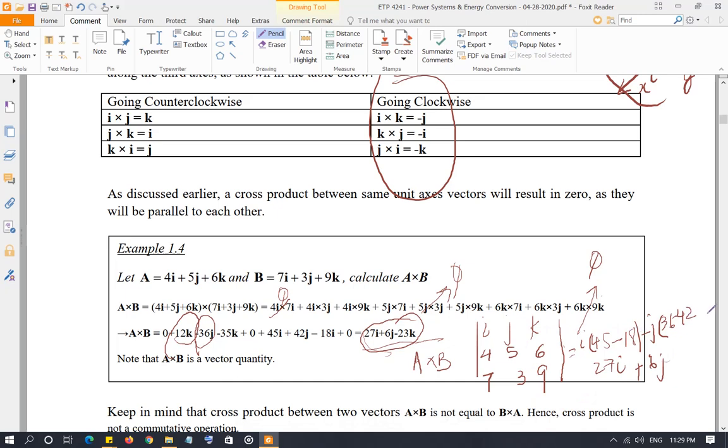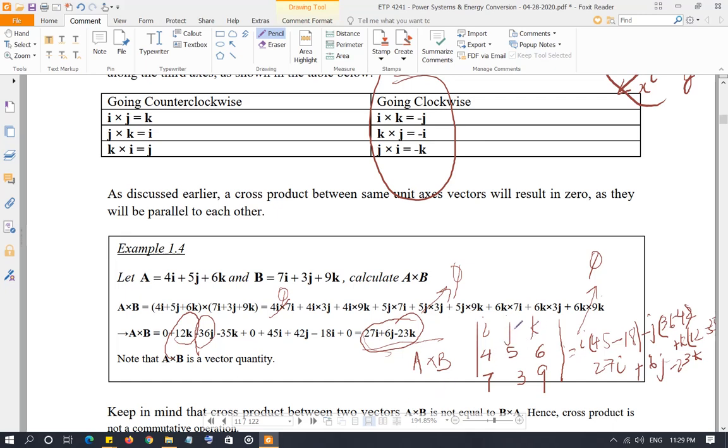And likewise you're going to do plus k, and 4 times 3 is 12, 5 times 7 is 35, 12 minus 35. What is 12 minus 35? Negative 23. So you're going to get the same result. So this one is a much easier way to do the cross product.